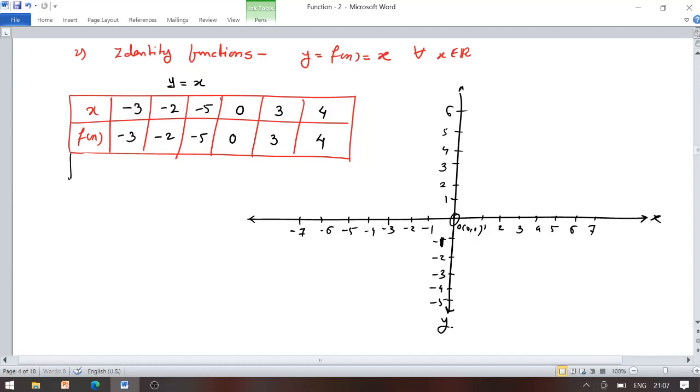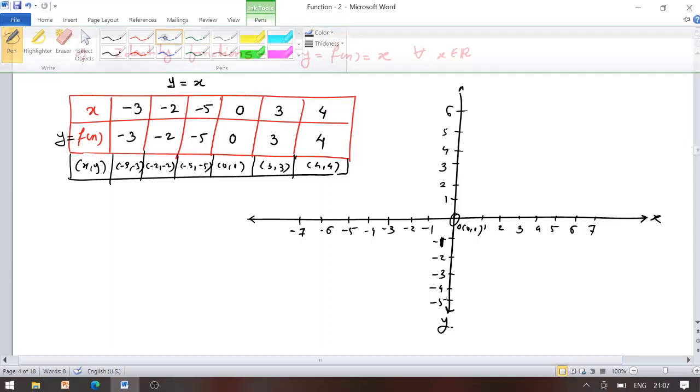So we might have now the coordinates. Keep in mind the third row for the coordinates in your tabular form. You might denote the function y equals f of x also, it doesn't matter. So we have the coordinates x comma y. That means minus 3 comma minus 3, minus 2 comma minus 2, minus 5 comma minus 5, 0 comma 0, 3 comma 3, 4 comma 4. So minus 3 comma minus 3 must lie in the third quadrant. I will use another pen.